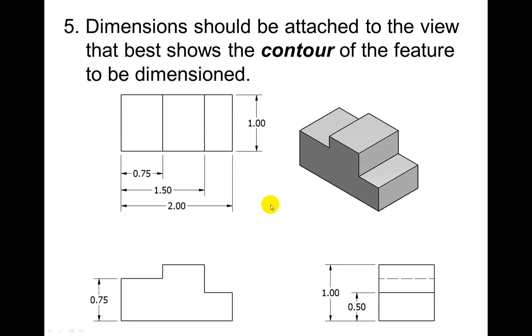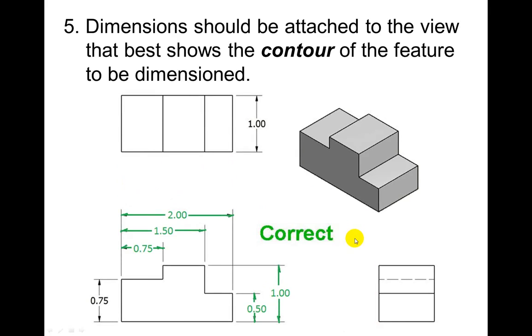Dimensions should be attached to the view that best shows the contour of the feature to be dimensioned. This one would be incorrect because there's more contour here. Same thing here, more contour on this one. Again, this is the correct way.